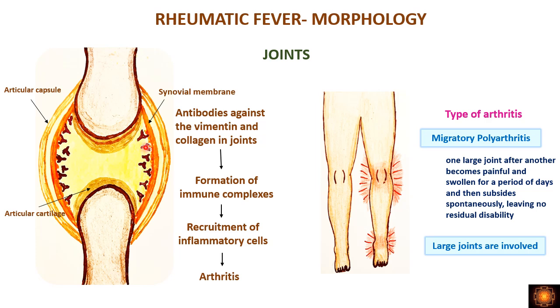So when they attack, they form an antigen antibody complex, and this complex recruits the inflammatory cells, causing the damage to the joint, causing the arthritis. And typically the arthritis is migratory polyarthritis. That is, first one large joint is involved, it becomes very painful, swollen, then it subsides, and then again another joint gets involved. So this is called migratory polyarthritis, and most commonly the joints involved are the large joints.